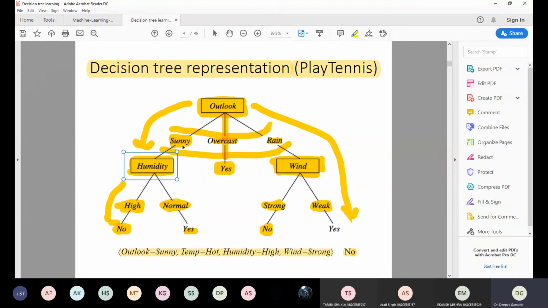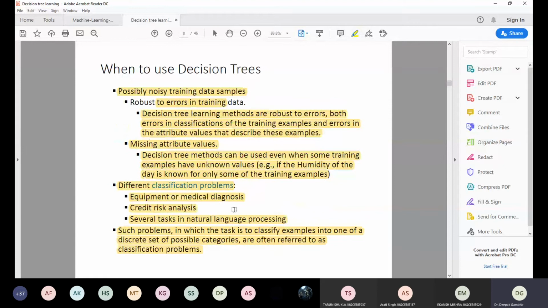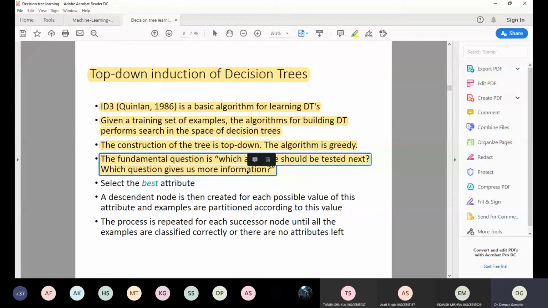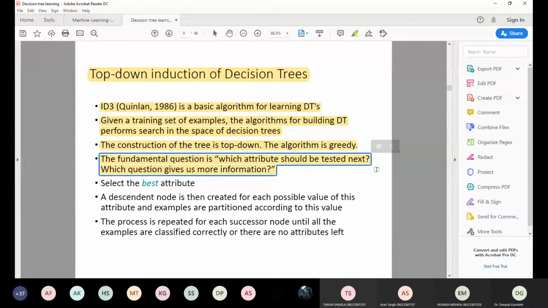So I may choose outlook as sunny. Okay, fine. Then is temperature chosen or humidity chosen? Why is humidity chosen? Why is temperature not chosen? So this is on the basis of some decision. How is that decision made, how is that output made? That is tricky to choose. So the fundamental question in the case of a decision tree is which attribute should be tested next, and which attribute gives us more information.